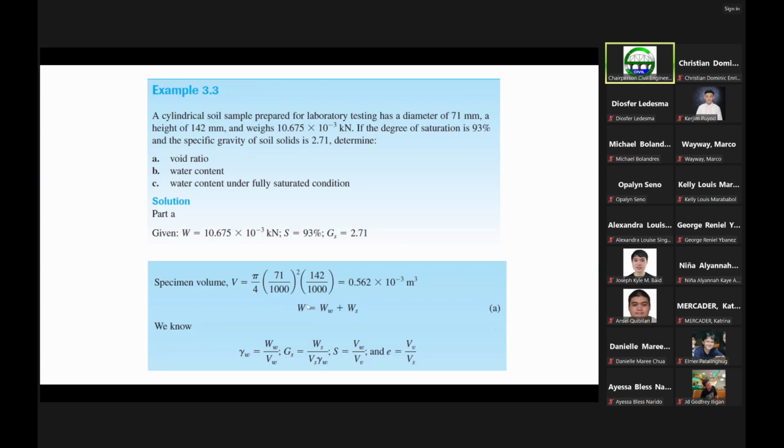Then again, we know that the total weight is always the weight of the water plus the weight of the soil solids. And we also know these formulas here. If you try to recall, the unit weight of water is the weight of water over the volume of water. The specific gravity is the weight of solids over the volume of solids times the unit weight of water. The degree of saturation is the volume of water over the volume of voids, and finally, the void ratio is the volume of voids over the volume of solids. So we're just trying to recall these basic formulas. At least in the board exam, you must know them by heart, no? Because sometimes in the board exam, the examiners give very difficult problems, and they will just give us the basic formulas.